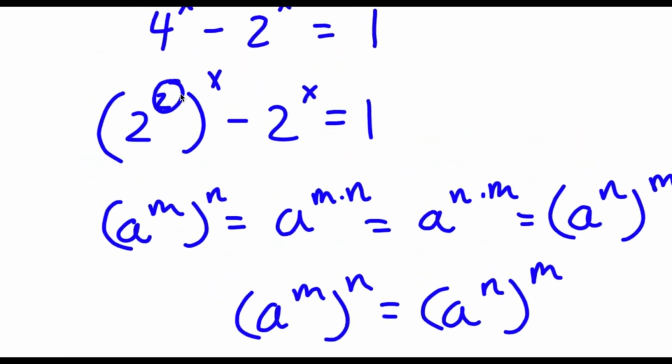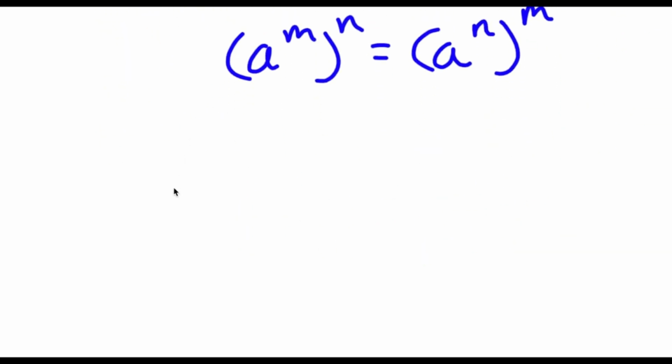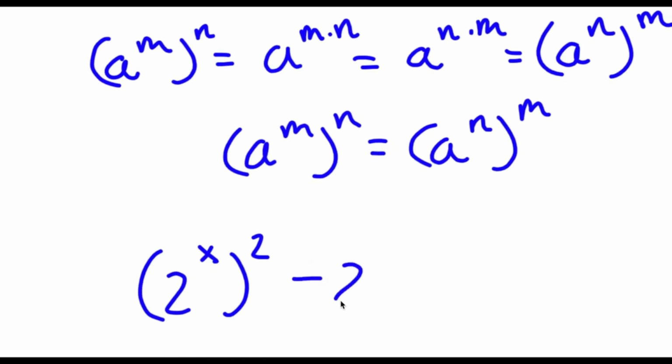So in this case, we can think of 2 as m and x as n. So now if I switch these two places, I get 2 to the power of x to the power of 2. Now I have minus 2 to the power of x is equal to 1.